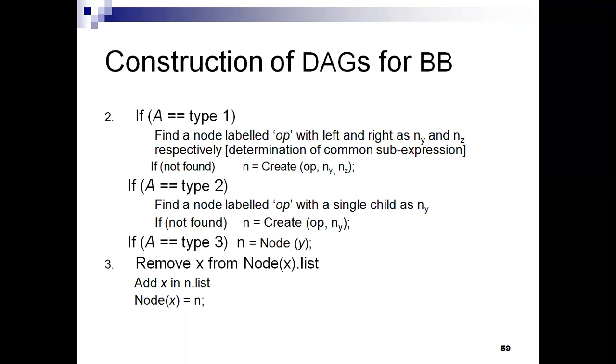In the last step, if you want to delete x from the list, delete x from the list of identifiers by using node of x. And if you want to append, that means add x to the list of attached identifiers for node n, then you need to find out in the second case, that is case number 2, x = op y. These are the steps that we need to follow, which we call the method for the construction of DAGs for the basic blocks.